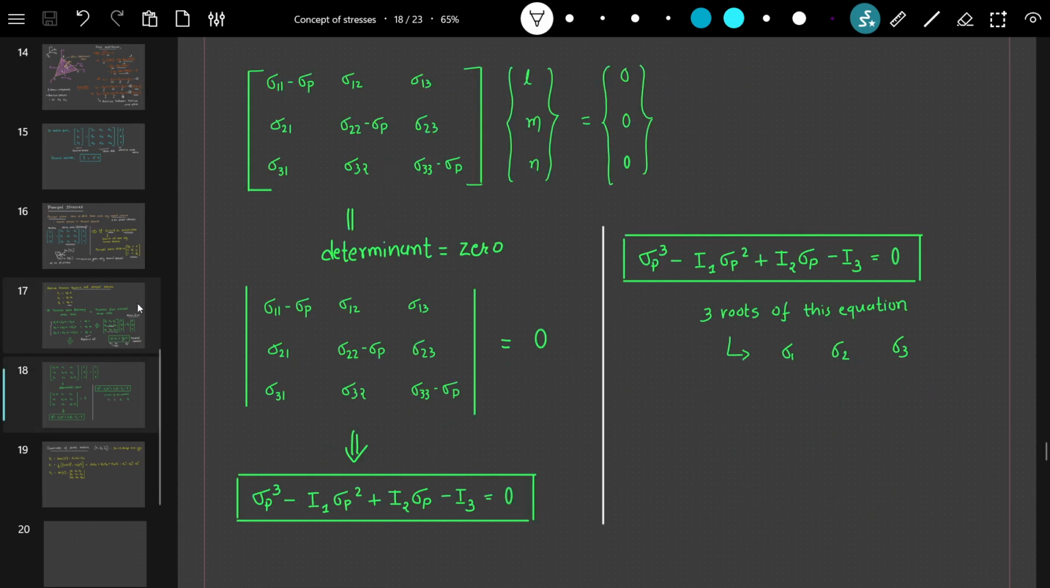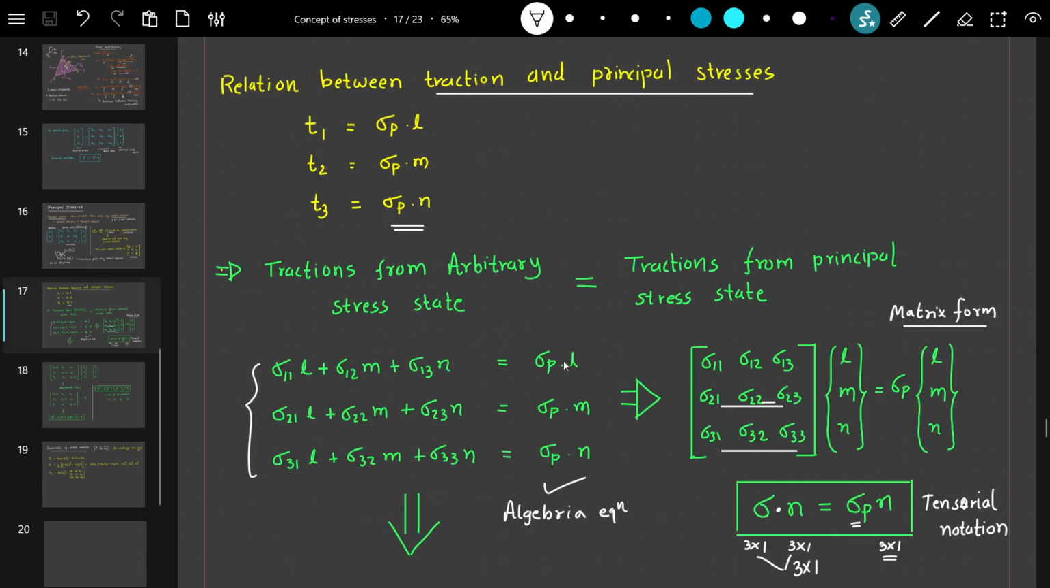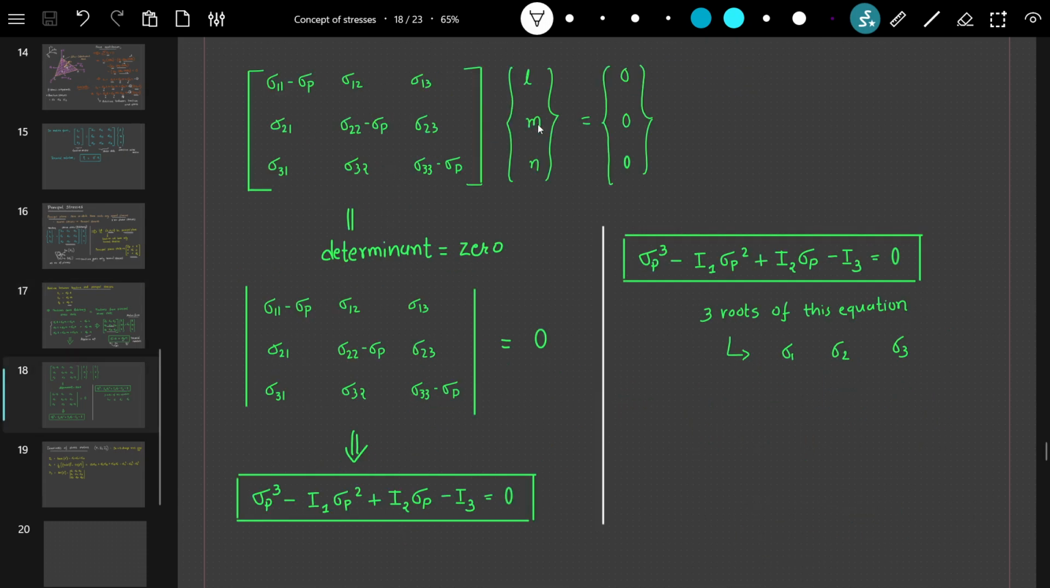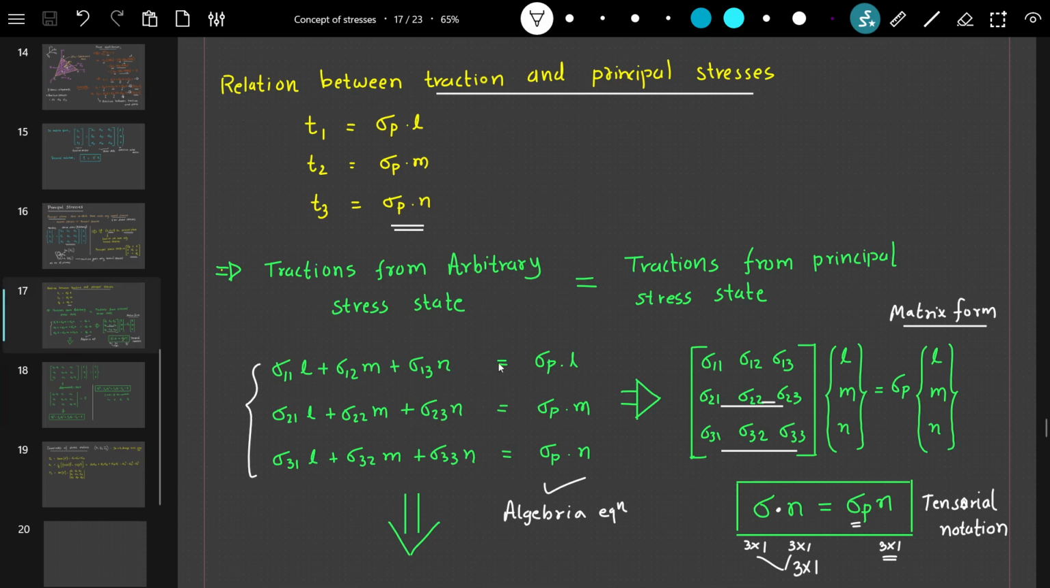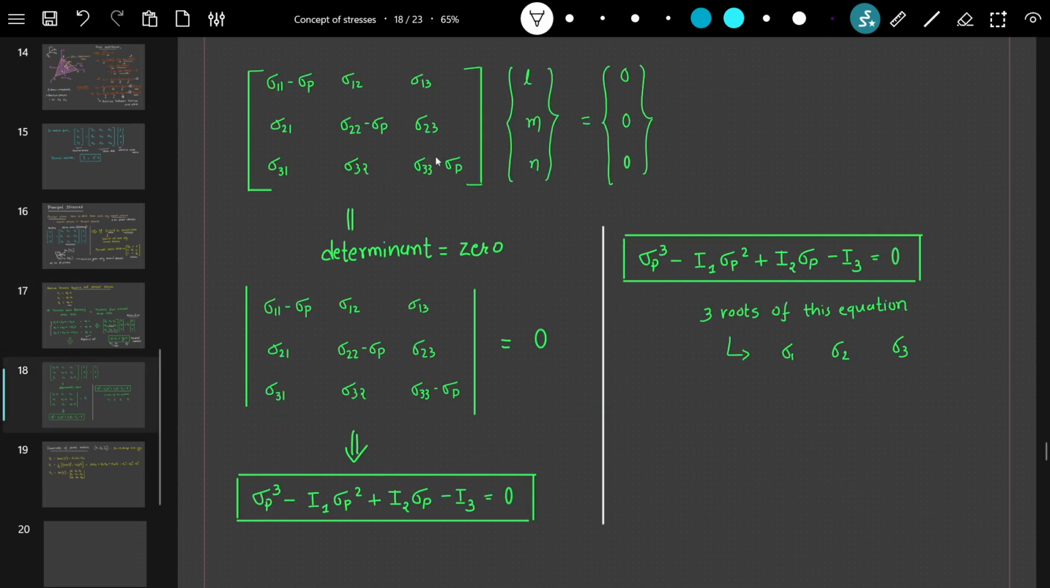I can keep this on the left hand side, I can move this to the left hand side and the right hand side is 0. Further doing that we get this matrix form. What I have done is, minus sigma p equal to 0. So we have just moved it to the left hand side. And this one now in matrix form can be written like this. You can check this one.